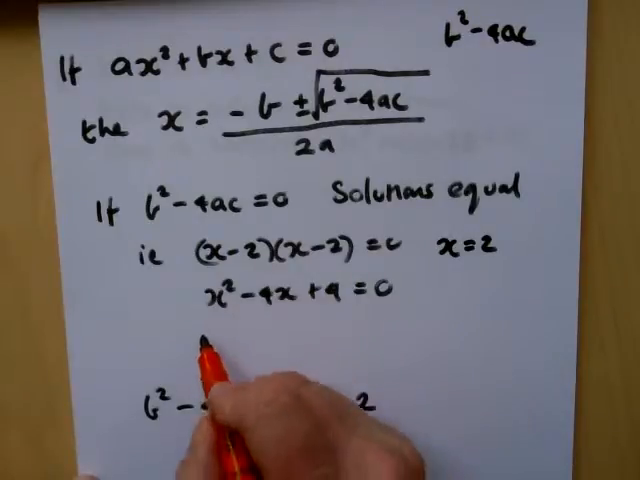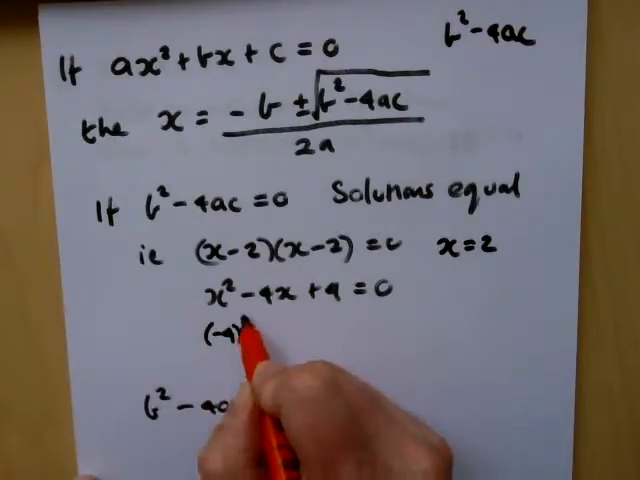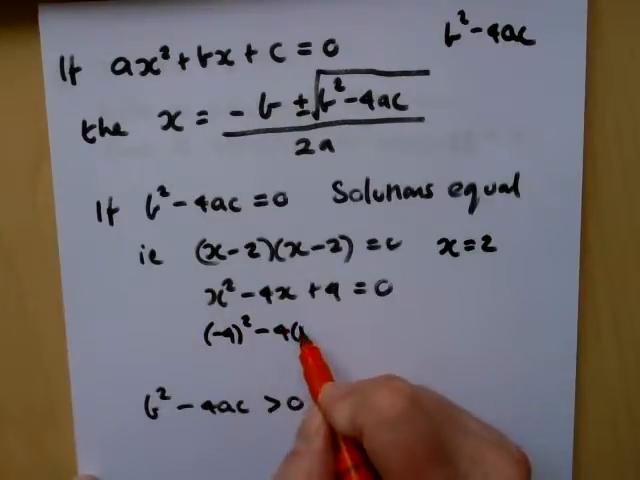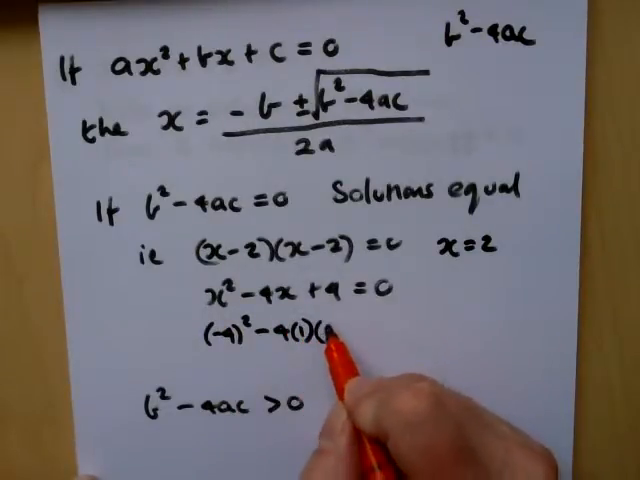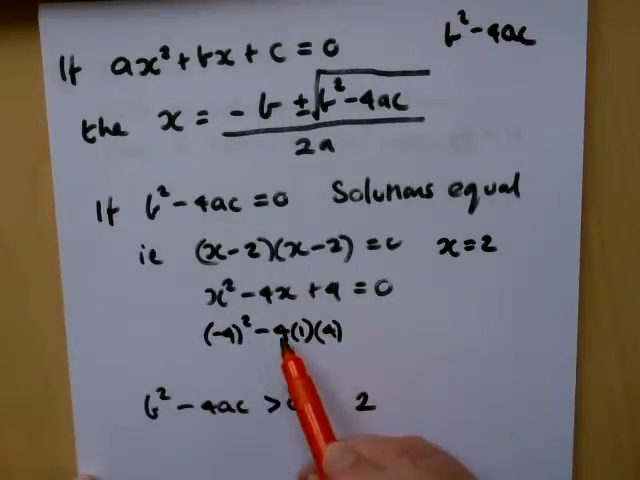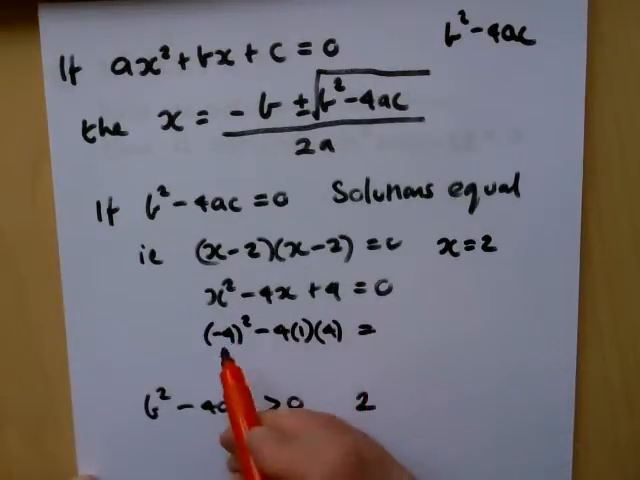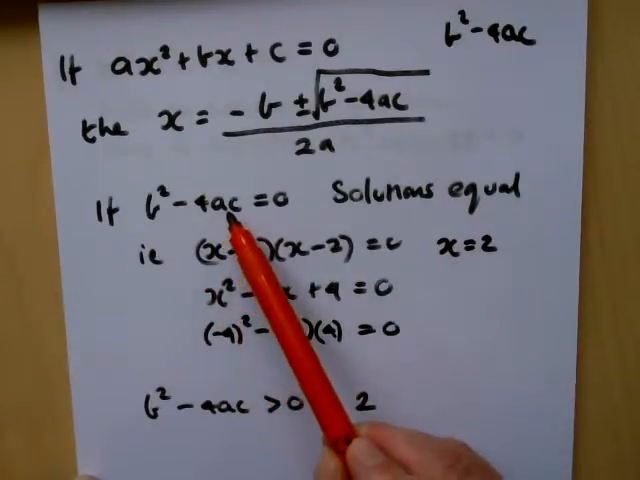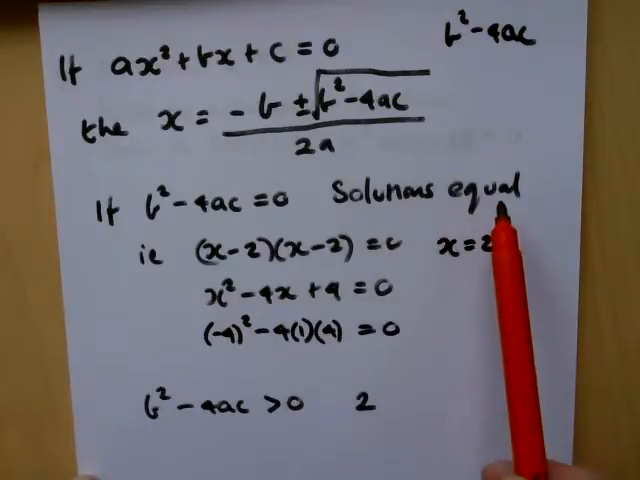So the b squared is minus 4, that's got to be squared, minus 4 times a, which is 1, times c, which is 4. And that gives us 16 minus 16. So remember that's plus 16 when you square it. And that shows you that when b squared minus 4ac equals 0, the solutions are equal.